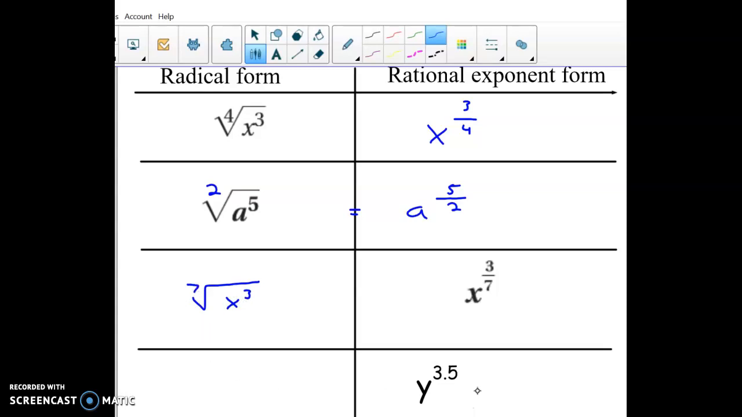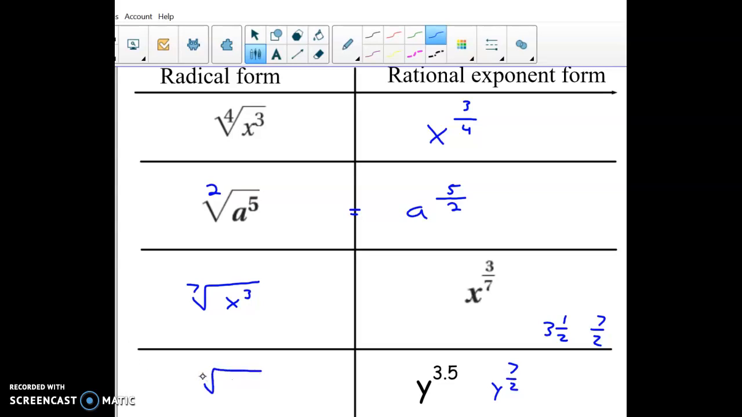And then the last one, I can't remember why I put this on there. I think it might come up from time to time, but part of this is you have to know 3.5. So what is that as an improper fraction? 3 is 6 halves. So you have 6 halves plus one other half, so that's 7 halves. Once you have it in that form, then hopefully it's a little bit easier.